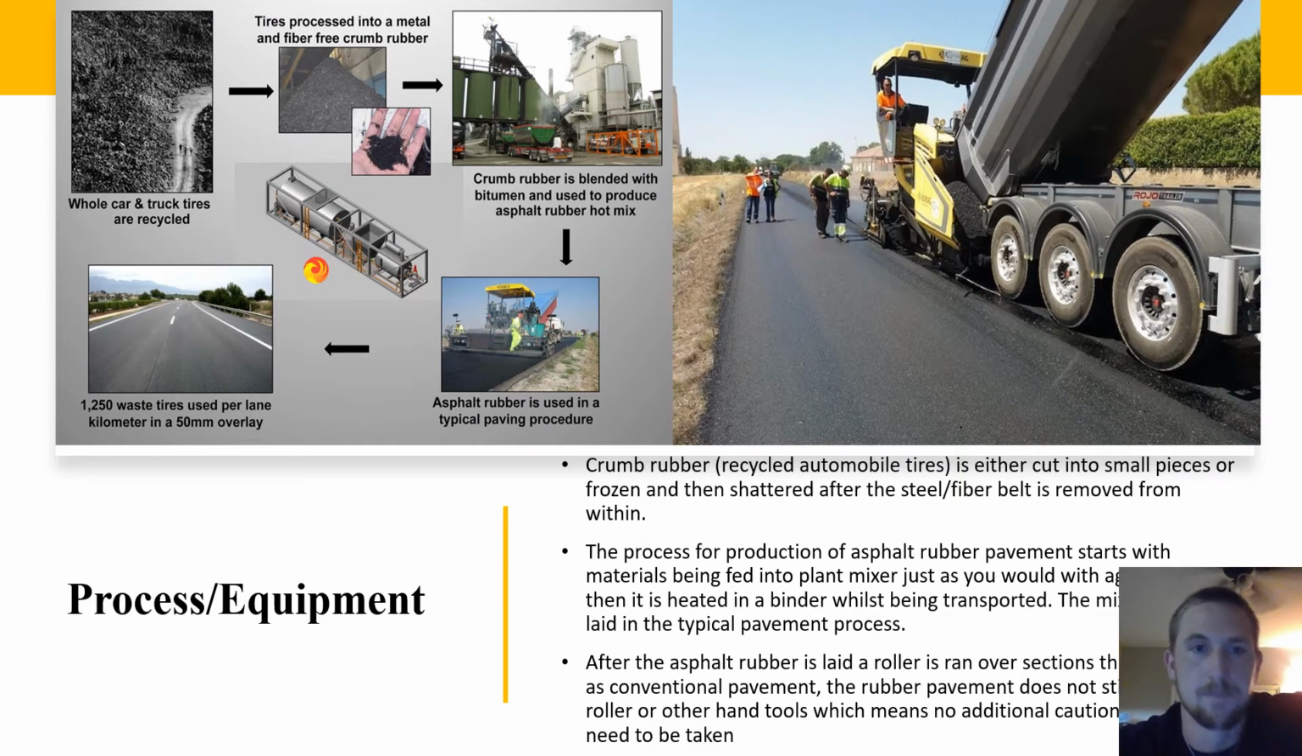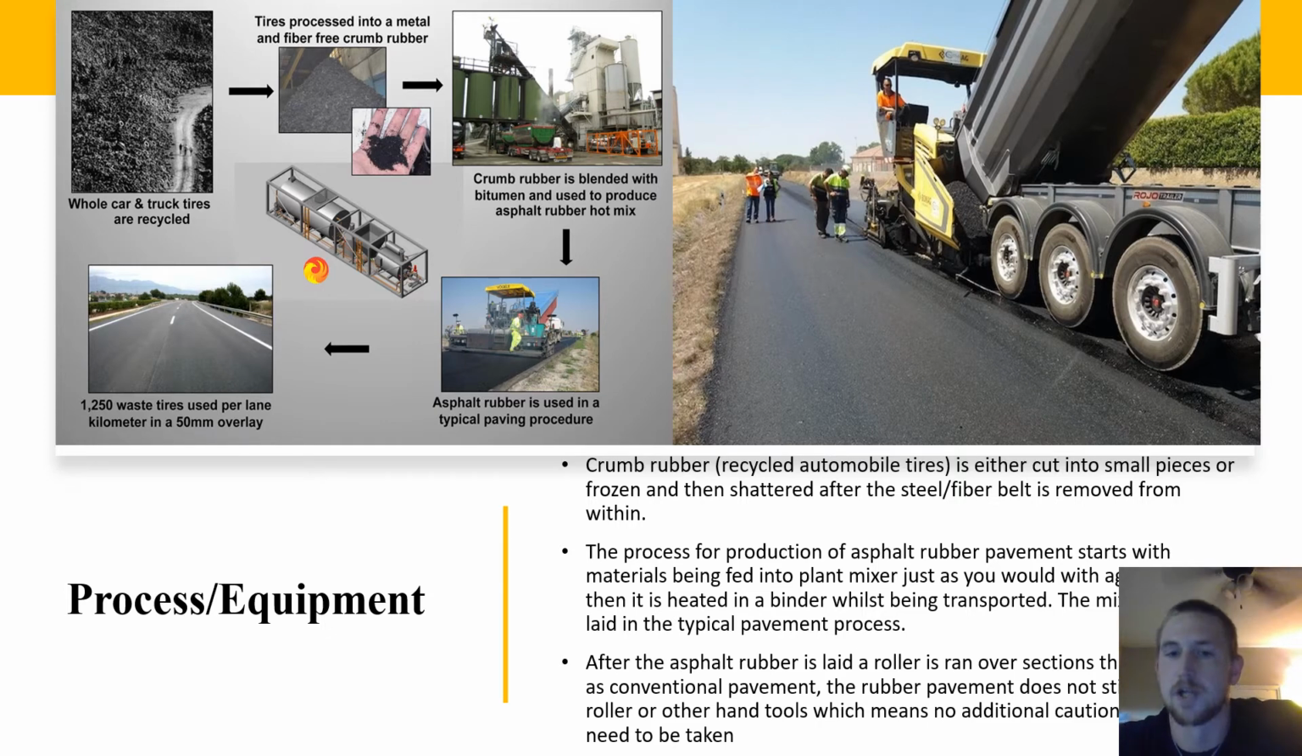Process/equipment. I have a nice little diagram in here that shows how it's made and put in place. Crumb rubber, or the recycled automobile tires, is either cut into small pieces or frozen and then shattered after the steel fiber belt is removed, because you don't want metal in your mixture.